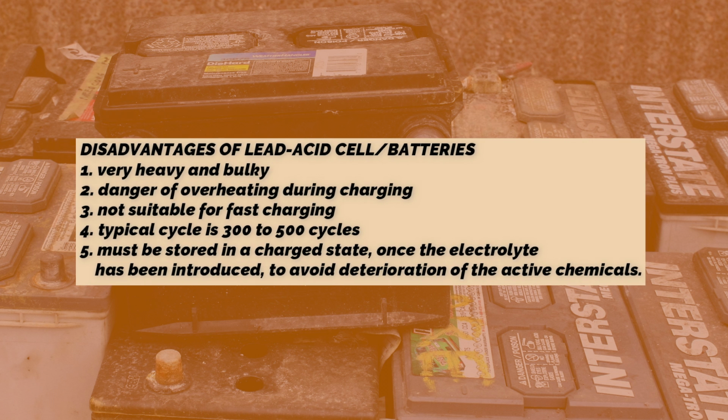Disadvantages of lead-acid cells or batteries: 1. Very heavy and bulky. 2. Danger of overheating during charging. 3. Not suitable for fast charging. 4. Typical cycle is 300 to 500 cycles. 5. Must be stored in a charged state once the electrolyte has been introduced to avoid deterioration of the active chemicals.